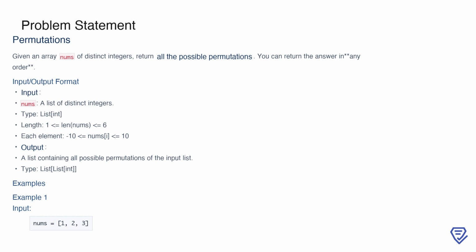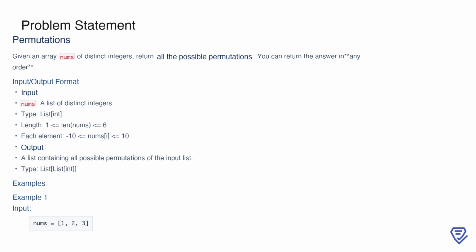For the input format, we're given a list of integers, where the length of the list can range from 1 to 6 elements, and each element is within the range of -10 to 10. For the output, we need to return a list of lists, where each inner list represents one possible permutation of the input. Let's look at an example to make this clearer.